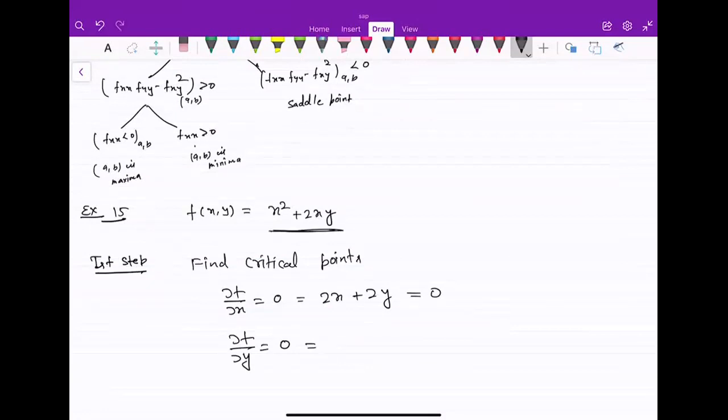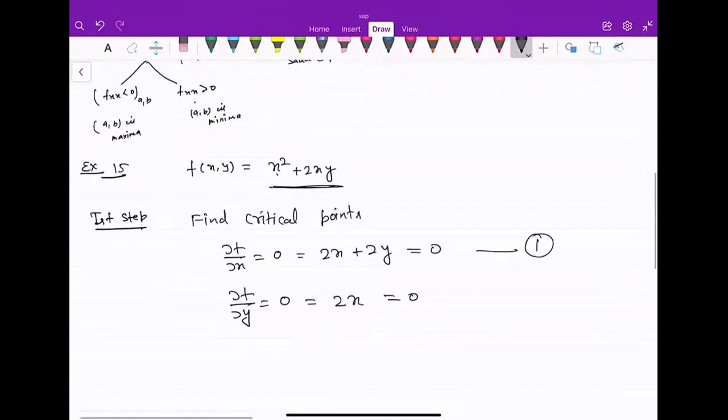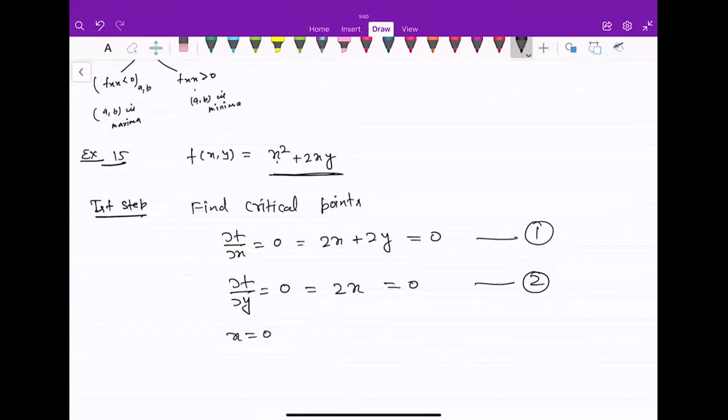Del f over del y will be what? The differentiation of x square will be 0, and for 2xy it is 2x, so 2x equal to 0. So there are two equations, equation number 1 and equation number 2. Compute the values of x and y from here. From equation number 2 we get x equal to 0, and from equation 1 we get y equal to 0. So (0, 0) is the critical point, a single point.